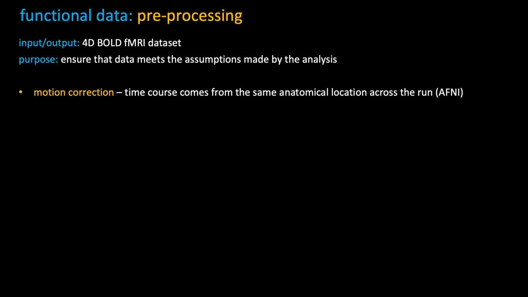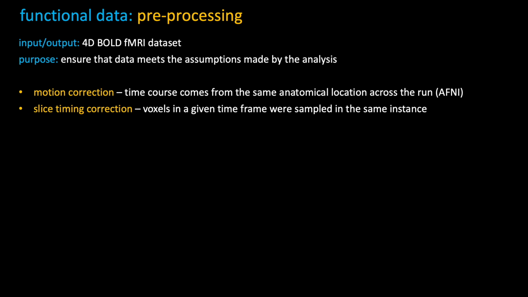So we are dealing with the 4D fMRI data both on input and output here. And the whole purpose of this process is to ensure that our data meets certain assumptions that we make during the analysis. So, for example, we assume that the time course comes from the same anatomical location across the run. And to assure that, we apply motion correction.